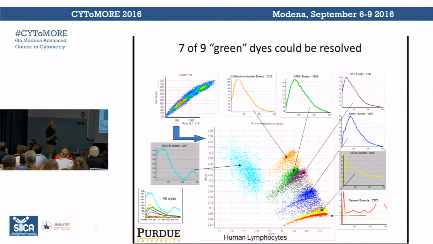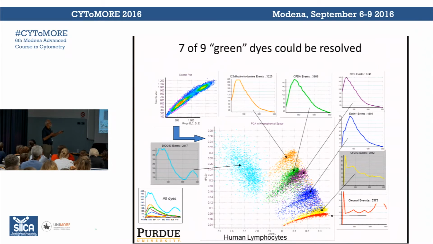But using some deconvolution techniques, we separated 7 of those 9 green dyes. And here you can see them separated. You might say, well, that's not brilliant. Well, this is a very difficult experiment to separate because they're all the same. They're almost chemically the same, just slight chemical differences. I wouldn't recommend this experiment to anybody, but it's a good experiment to demonstrate the capacity of a system.